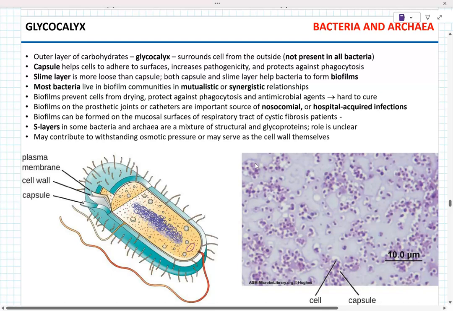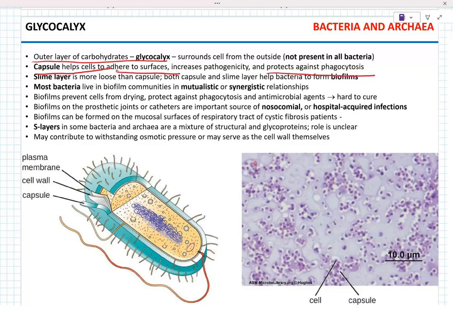Outside of the cell wall, some bacteria have a layer of carbohydrates called glycocalyx. You need to know 2 types. One type is capsule. It's a pretty sturdy layer that facilitates the adhesion of bacteria to the surfaces, making them more dangerous, and also protects bacteria from phagocytosis by your own immune cells.